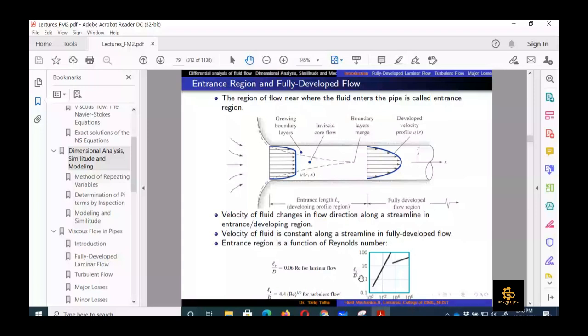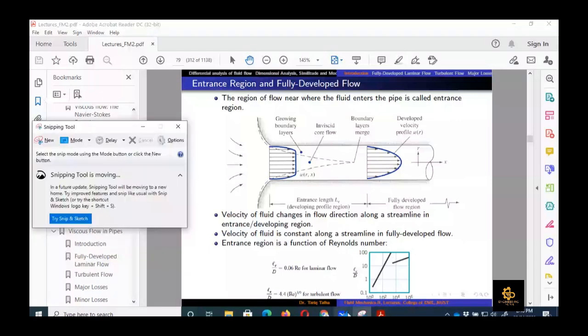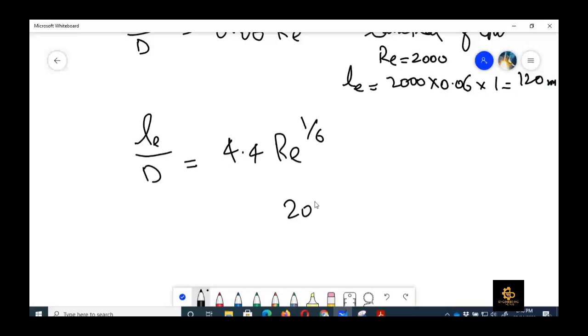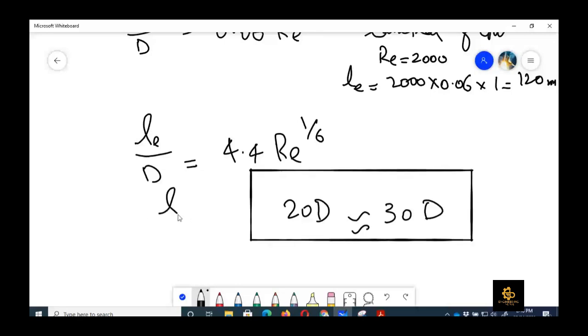And in turbulent flows, either we use this relation or we usually take 20 diameters to 30 diameters as the entrance length, as a rule of thumb. This is the value of entrance length for turbulent flow. So if the flow in a pipe is turbulent, then we can say that the initial 20 diameters of that pipe can be discarded as developing flow, and after that it is fully developed turbulent flow.